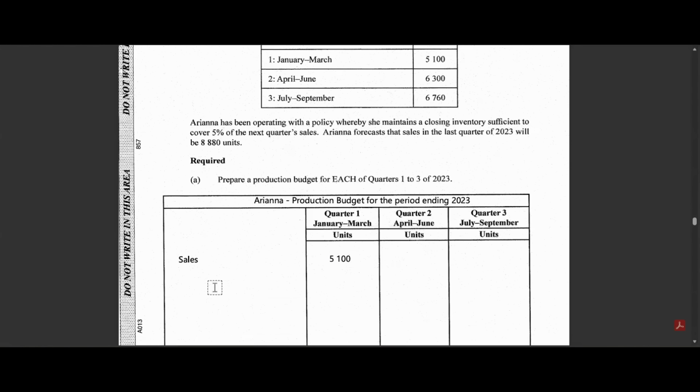Nice. Now you guys remember, next step is to subtract your opening stock. In this case, opening stock was 0, guys. They didn't tell us about opening stocks. Opening stock was 0. And you normally add back your closing stock.